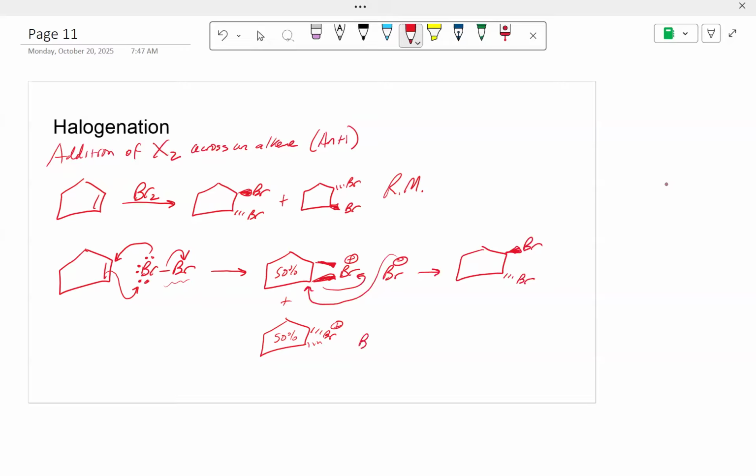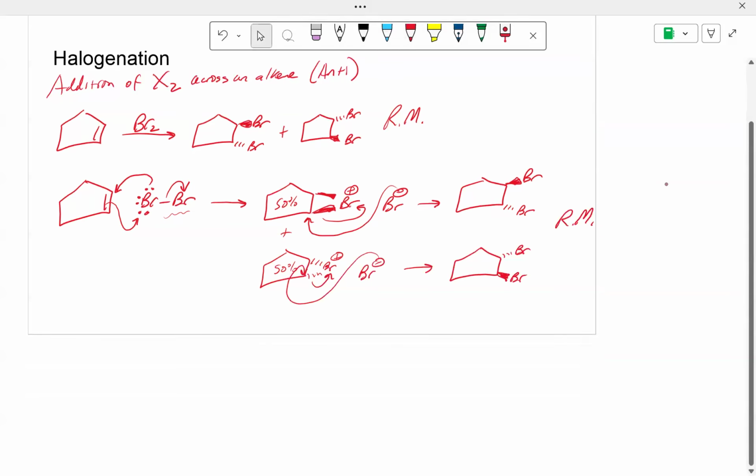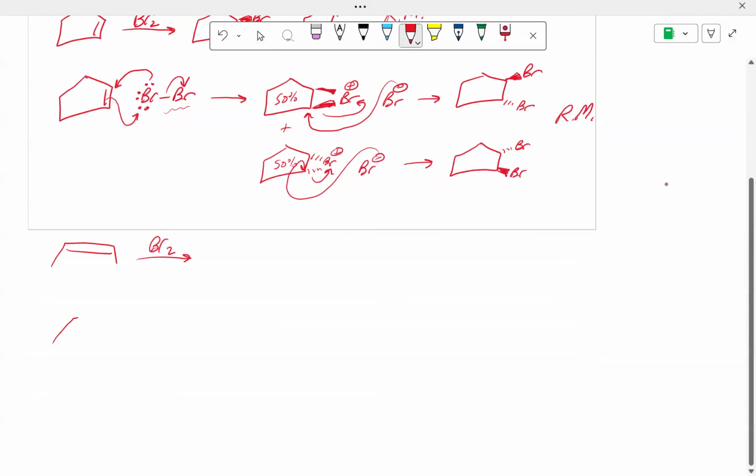In contrast, when that bridge is going downwards, the bromide will attack from above, open up the ring, and that's how we get the enantiomer. And since it's exactly half and half, that's a racemic mixture. Now, kind of like I did on the previous page, I want to use a comparison between a cis and trans isomer of an alkene and see if there is any different result in stereochemistry.